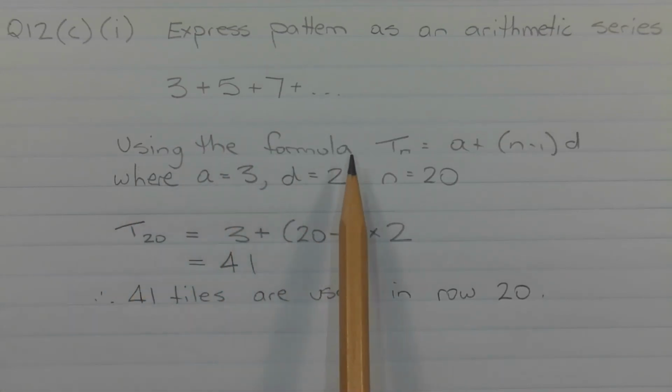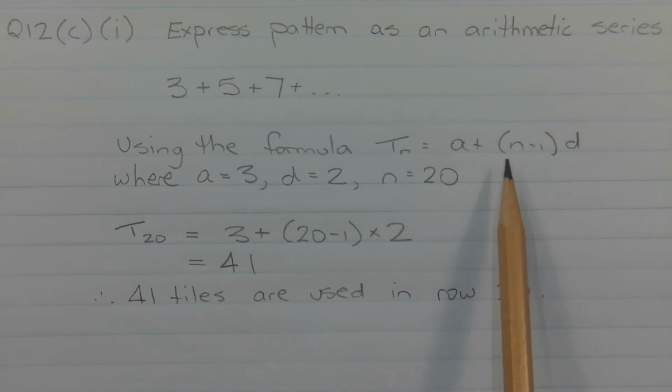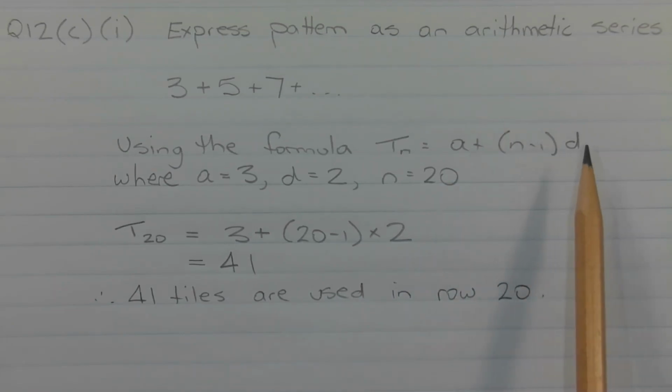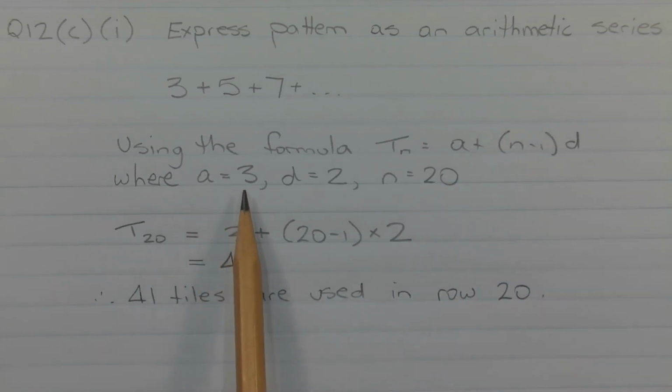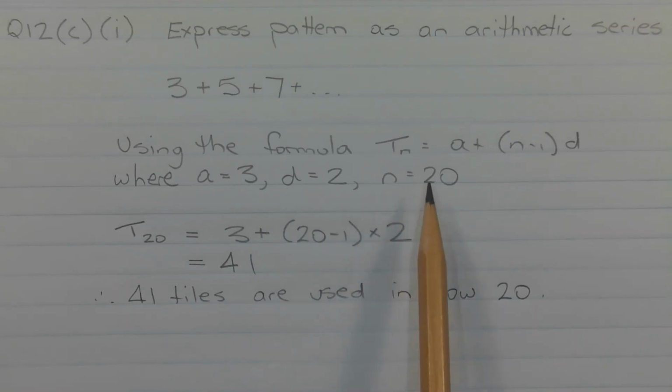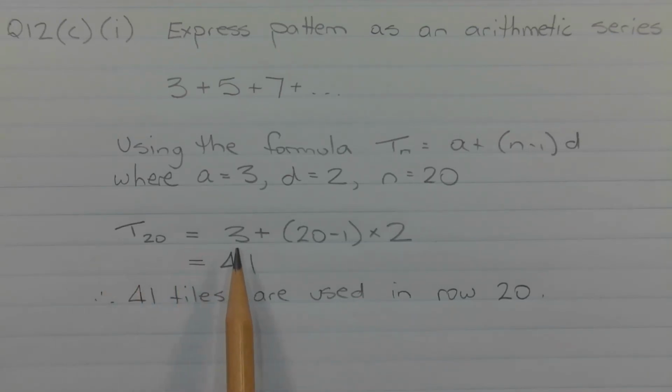So using the formula, Tn equals A plus (n minus 1) times D, where A equals 3, D equals 2, and n equals 20, since the question is asking for the number of tiles used in the 20th row, we have T20 is equal to 3 plus (20 minus 1) times 2, which equals 41. Therefore, 41 tiles are used in row 20.